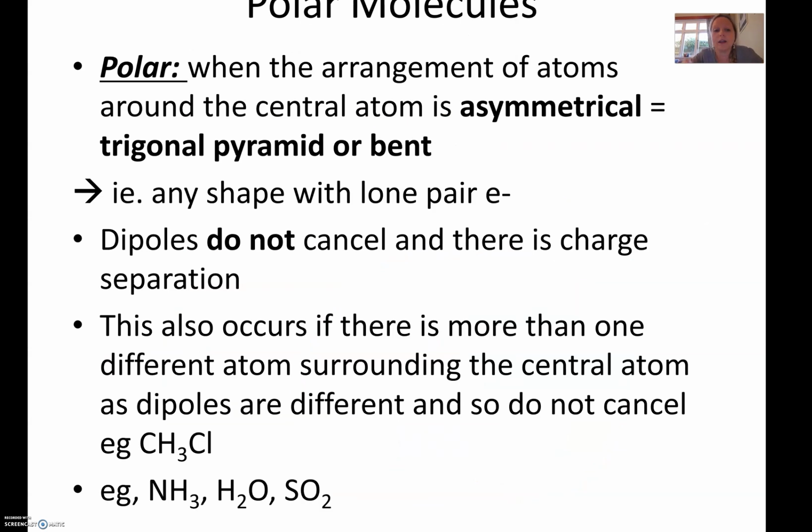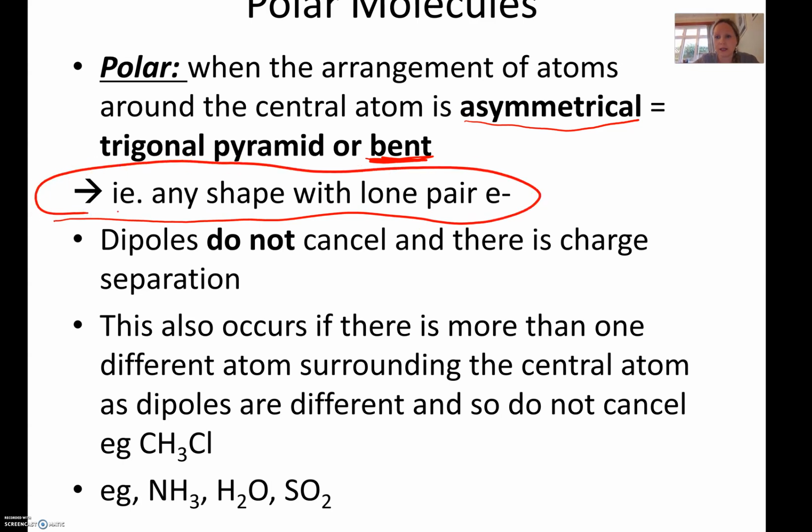So polar ones then. Polar is when the atoms are not symmetrically arranged. So they're either not symmetrical or asymmetrical. And the 2 shapes that we have, which are actually 3 because there's 2 different bents, but any shape that has a lone pair, which is trigonal pyramidal, bent, will, no matter what, always be polar because they're always going to be asymmetrical. So it's a really important thing to know. Any shape with a lone pair will always be polar because they're asymmetrical. This means their dipoles do not cancel and therefore they are polar.